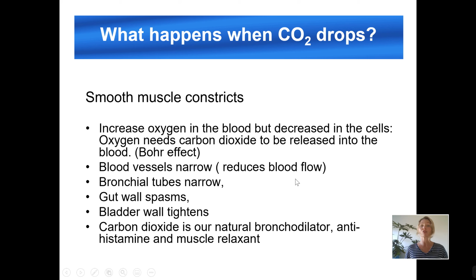Other things that carbon dioxide is responsible for: when it drops, our blood vessels narrow, our bronchial tubes narrow, which is why it can induce an asthma attack. Our gut wall spasms, so you might get stomach pains. Our bladder wall tightens, so there might be problems with incontinence or, in children, bedwetting at night. Carbon dioxide is like our natural bronchodilator, antihistamine and muscle relaxant all in one. So you can see we certainly need some carbon dioxide in our system.